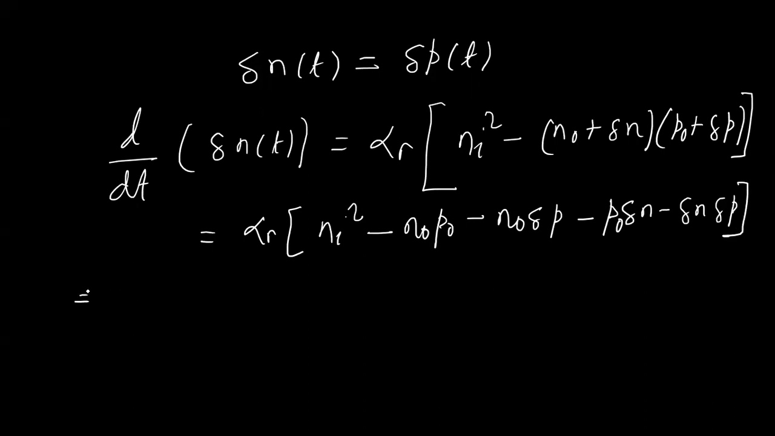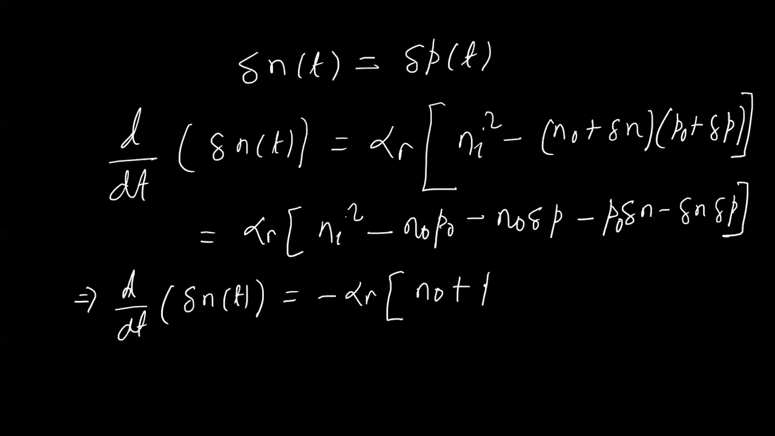Now we can rewrite it as d by dt of delta n(t) must be equal to minus alpha r. We have n0 plus p0 plus delta n, which is a function of time, and we take delta n out. Because delta n is equal to delta p, you substitute delta p as delta n here and take this delta n out. So this is what we got: d by dt of delta n(t) is equal to minus alpha r times (n0 plus p0 plus delta n(t)) whole, into delta n.